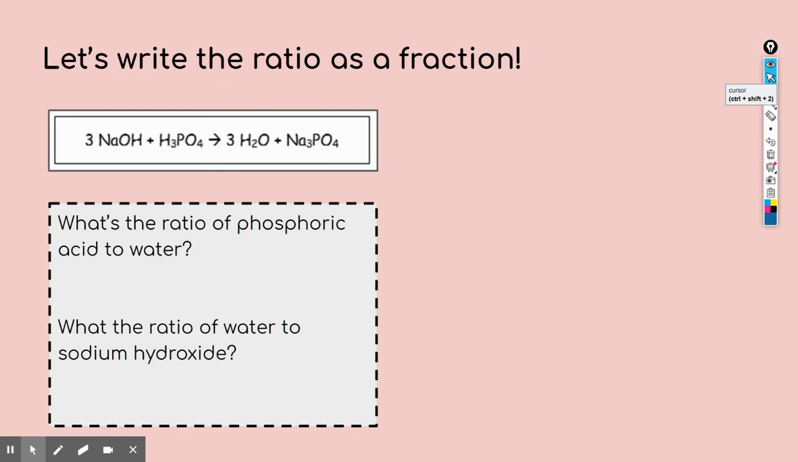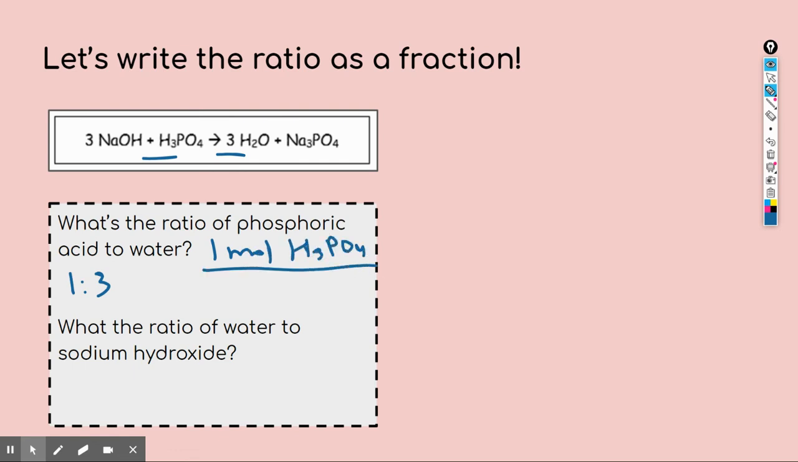Now let's go ahead and write these as fractions instead of just as ratios. So in the previous slide, we saw that the ratio of phosphoric acid to water was 1 to 3. So 1 to 3. But let's write that as a fraction. So that would be 1 mole of H3PO4 to 3 moles of H2O.